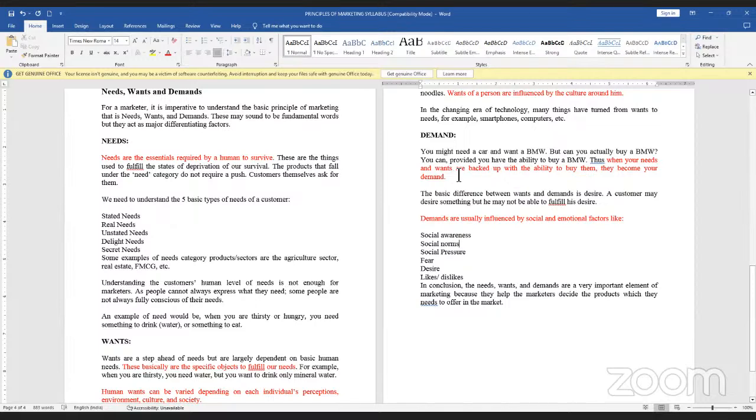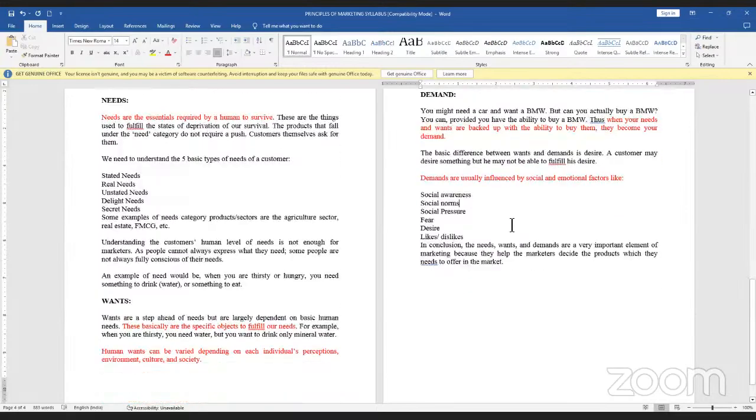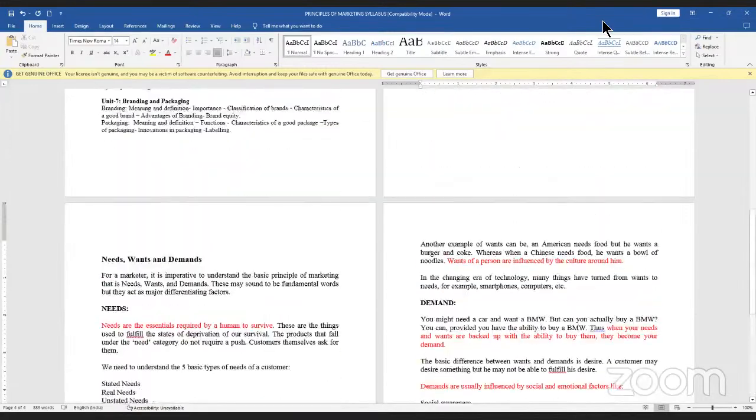When needs and wants are along with the affordability, then we say the product has an affordable demand. And demand is usually influenced by social and emotional factors. That's about need and demand for a product.